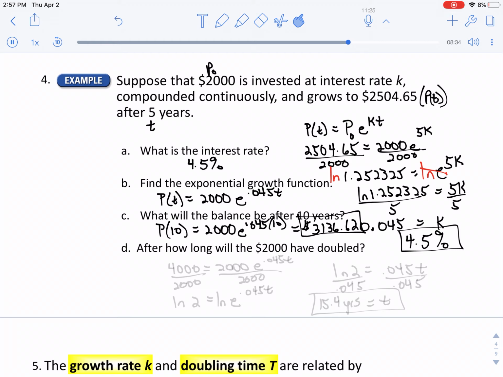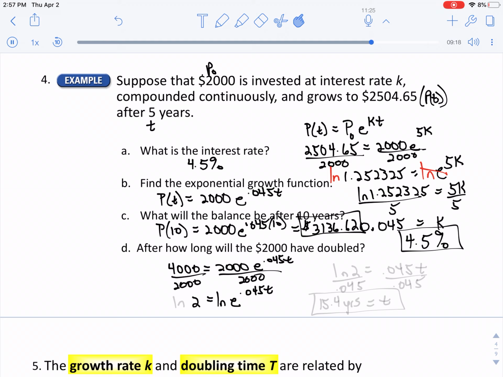Now it wants to know how long it will take for our money to double. If I start with 2,000 and I want it to double, then I'm going to have 4,000. So 4,000 equals 2,000 e to the k, which is 0.045, t power. We're trying to find t, so we divide both sides by 2,000. Notice that if we want our money to double, this becomes a 2 over here. What do you think would happen if we wanted our money to triple? That would become a 3 over there. So we get 2 equals e to the 0.045 t power.